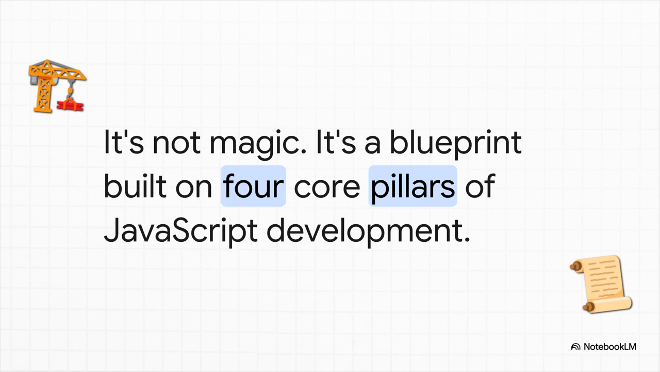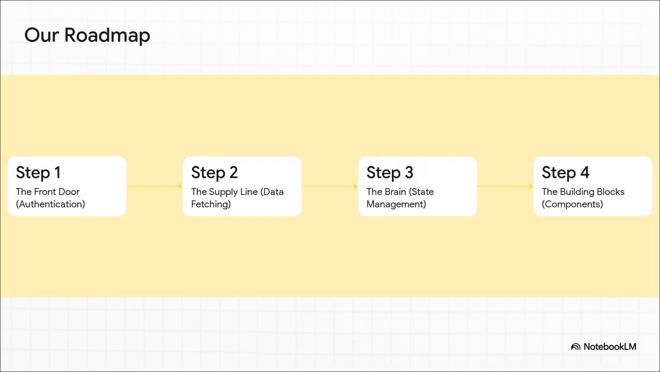And any good engineer will tell you, you don't just start laying bricks without a plan. Our plan, our blueprint, is built on 4 core pillars, 4 fundamental ideas that support almost every modern web app out there. So here's our game plan. First up, we've got the front door, which is all about authentication. Then we need a supply line for fetching all our data. After that, we need a brain to manage all that information. And finally, we'll put it all together with the building blocks, the components of our app.